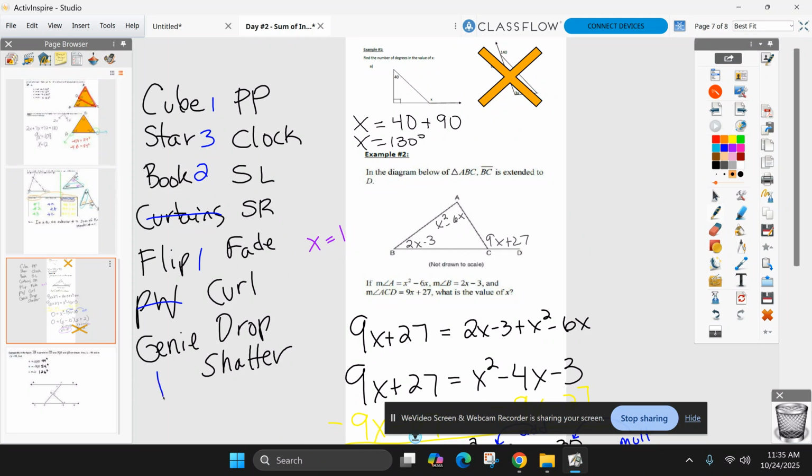Promethean person again. Doubles. Nope. Clock. Slide left. To the right. Fade. Oh. Curl. Drop. Shatter. Okay. We got a tie, don't we?